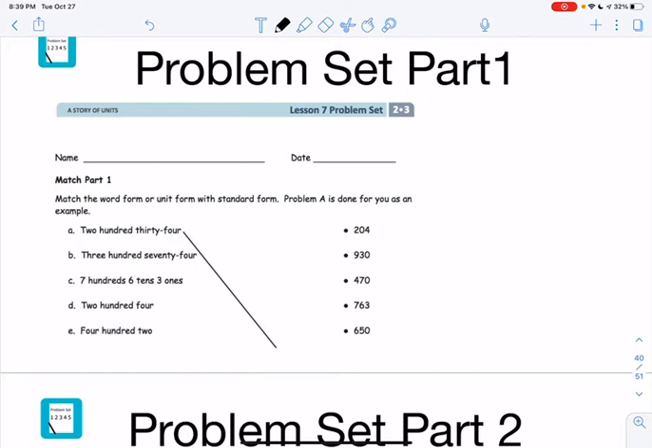Ignore this little weird line. So A is 234, B is 374, C is 7 hundreds, 6 tens, 3 ones, D is 204, and E is 402. So I'm going to give you guys about 30 seconds to look at these problems and try to solve them.